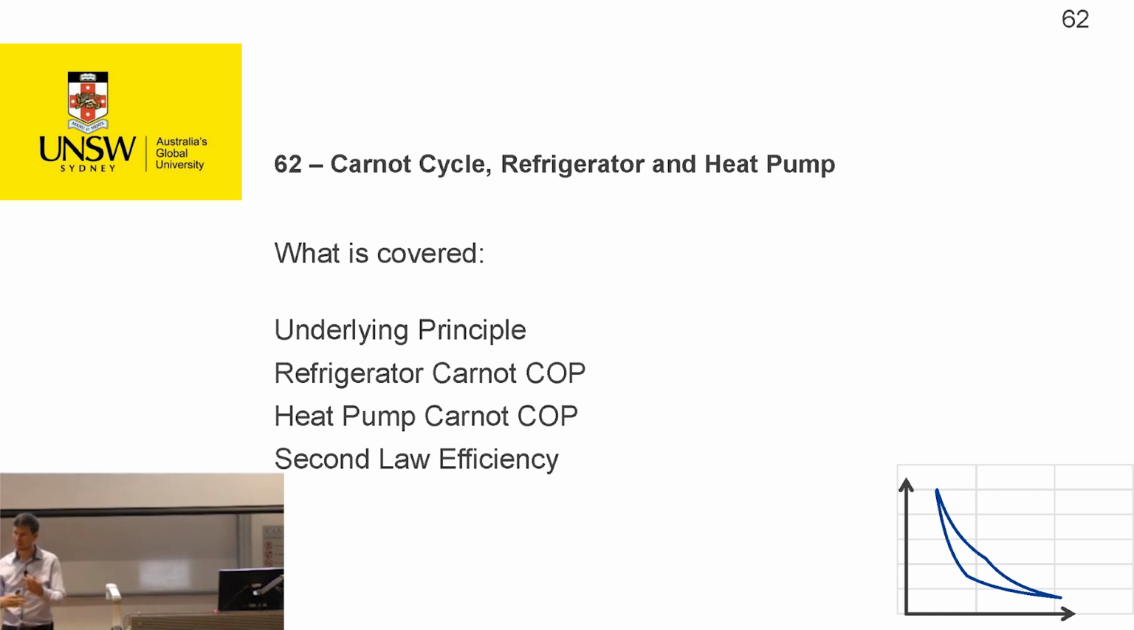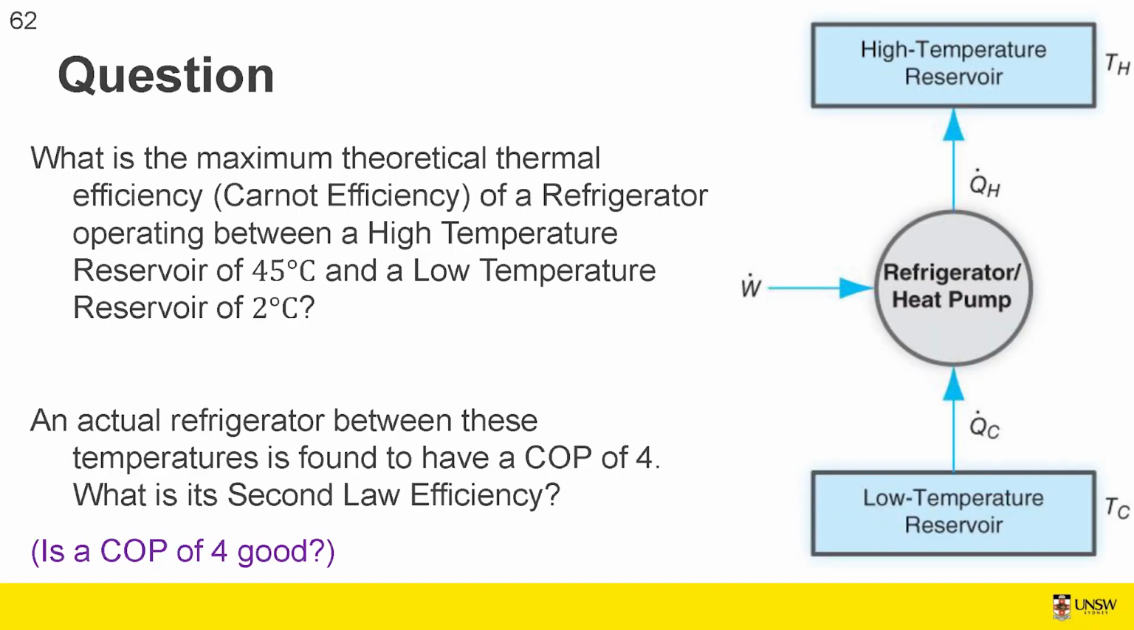Carnot cycle also then defines for us the maximum coefficients of performance for refrigerators and heat pumps. Okay, so the idea is, here's a question. You're designing a refrigerator for Australian conditions. You feel like it might get up to 45 degrees in the kitchen or into the space adjacent to the fridge. And you want to keep your milk cold, and so you're having a low temperature reservoir of 2 degrees. So the question is, what's the Carnot coefficient of performance for a refrigerator based on these temperatures? So how efficient can you be?